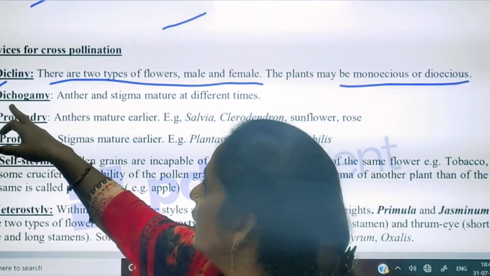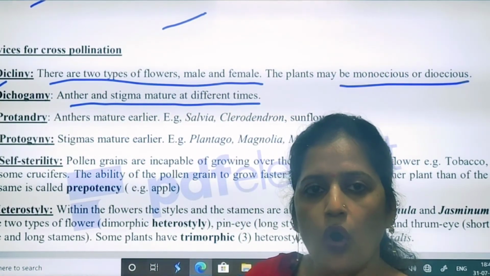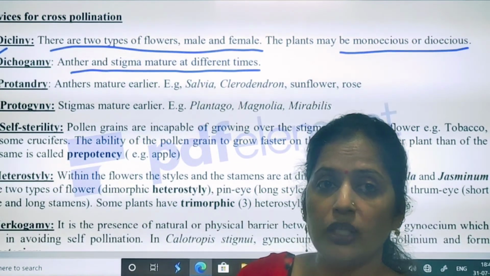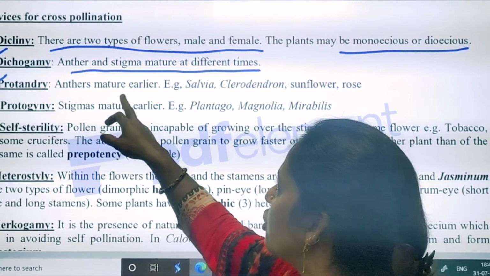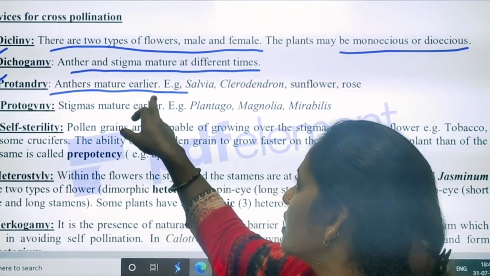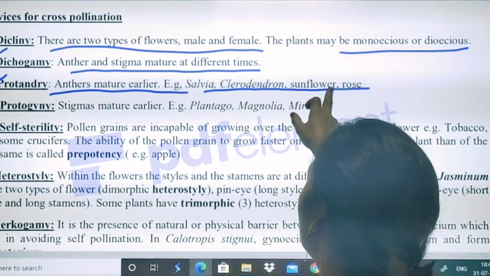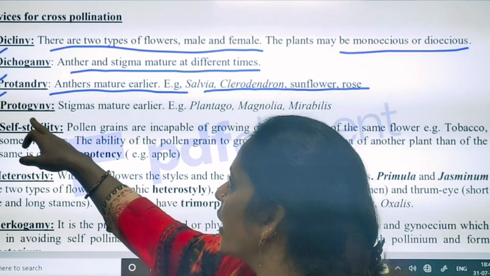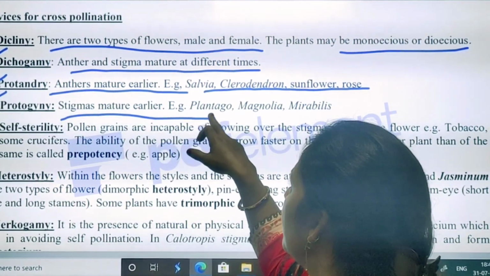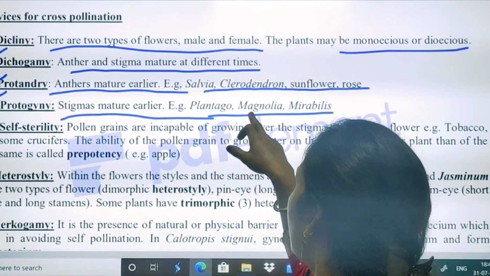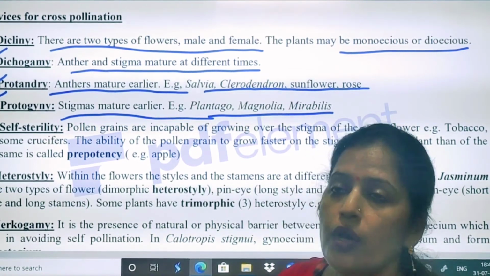Next is the dichogamy. Anther and stigma mature at different times. इसमें एंथर भी और स्टिग्मा भी, बोथ ऑफ देम दे मैच्योर एट द डिफरेंट टाइम्स. Next is the protandry. Anthers mature earlier. इसमें एंथर्स एकदम से मैच्योर कर जाते हैं. Example Salvia, Clerodendron, sunflower, rose. Next is the protogyny. Stigmas mature earlier. इसमें भी स्टिग्मा मैच्योर करते हैं अर्लियर. Example Plantago. Next is the Magnolia. Next is the Mirabilis. So all these are the examples of the protogyny.